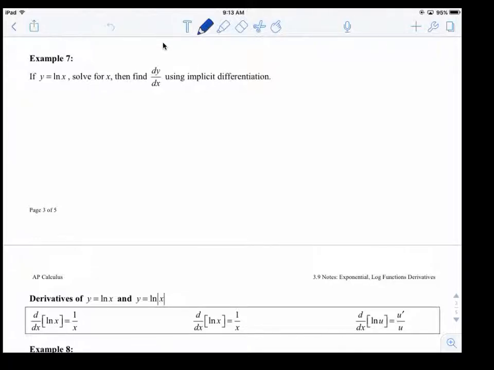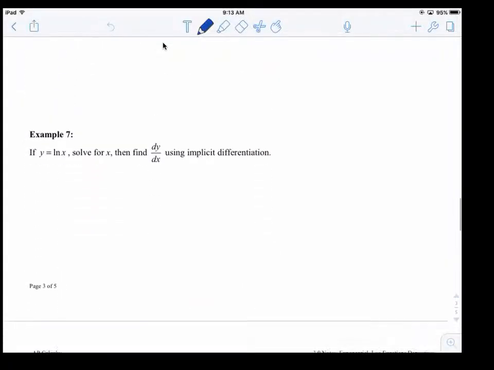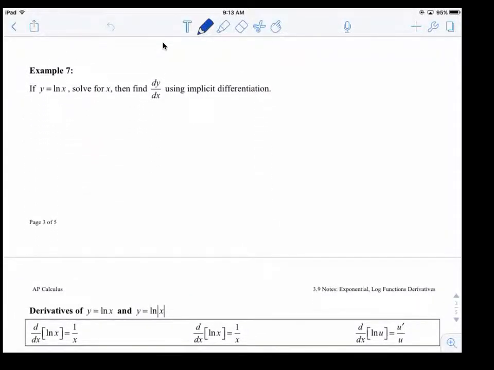All right, we're going to skip number 6 and go down to number 7. Okay, so it says if y equals ln of x, solve for x, and then find dy over dx using implicit differentiation.